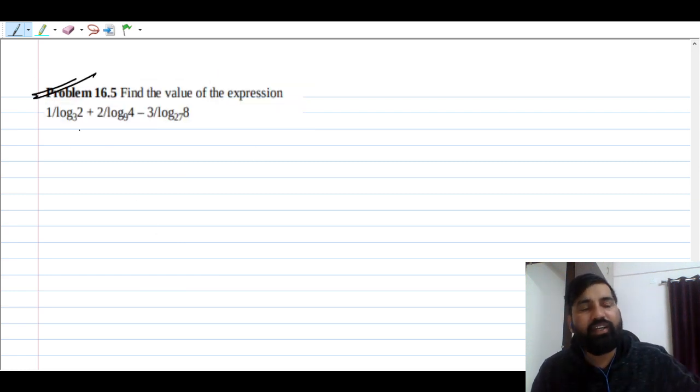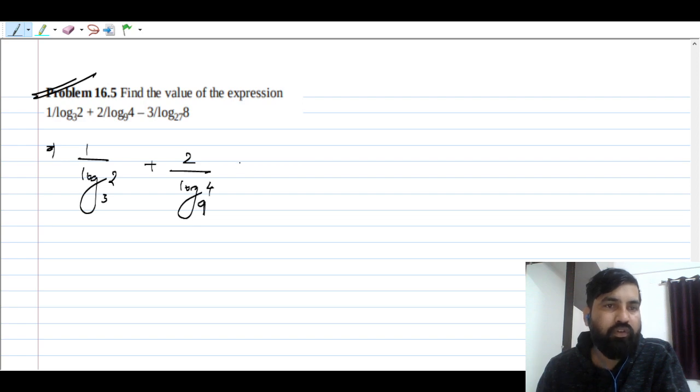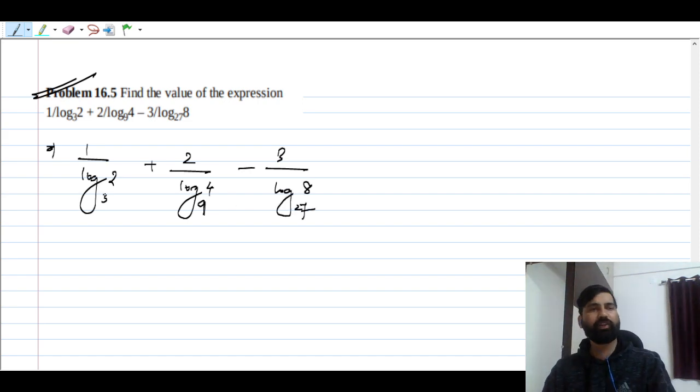This question you see, guys, what is given here? 1 by log, find the value of the expression we have to find. 2 by log, minus 3 by log 8 27. तो आप यहाँ नोटिस करोगे, what you have to notice कि अगर आप इसको देखो, it is 2 to the power 2, right? It is 2 to the power 3.